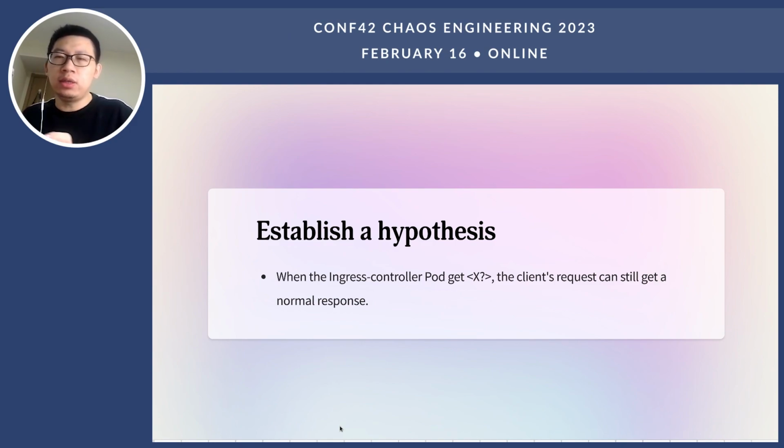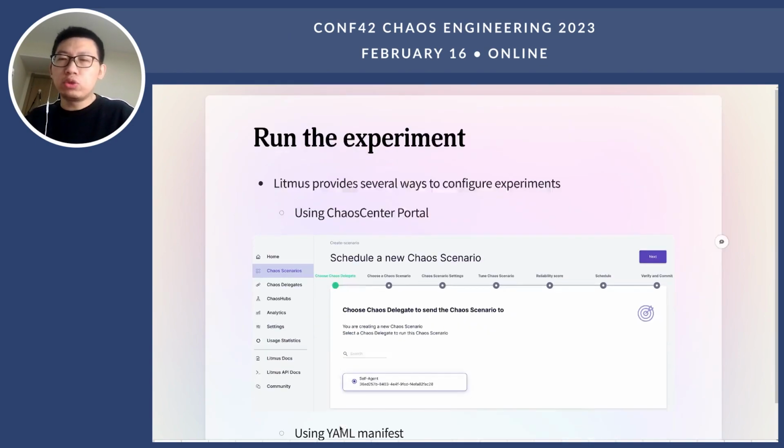This is our hypothesis. Next, we should run the experiment. The experiment and variable have been determined, so all that is left is to conduct the experiment. Litmus Chaos provides various ways to conduct an experiment. We can do this through the Litmus portal. To do this, we need to create chaos scenarios and select the application to be experimented on, and these steps are relatively straightforward.